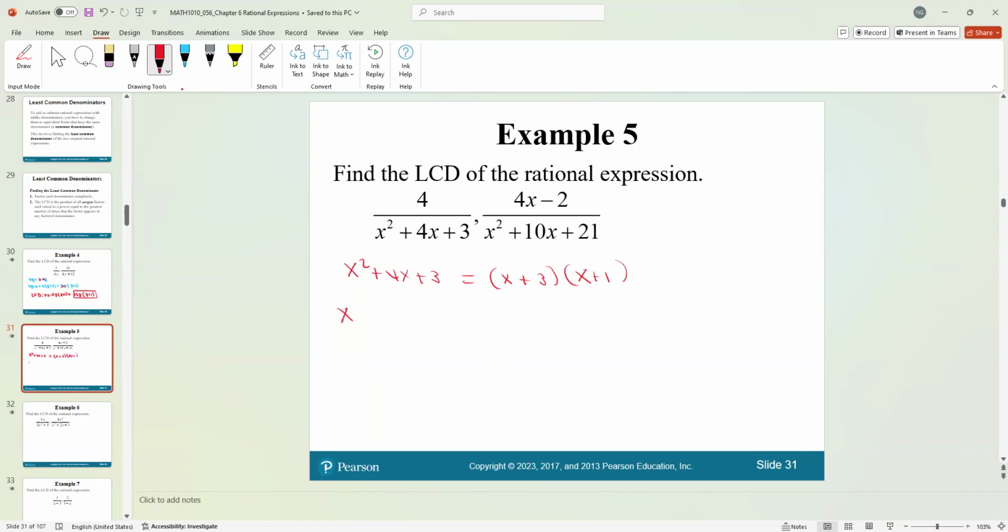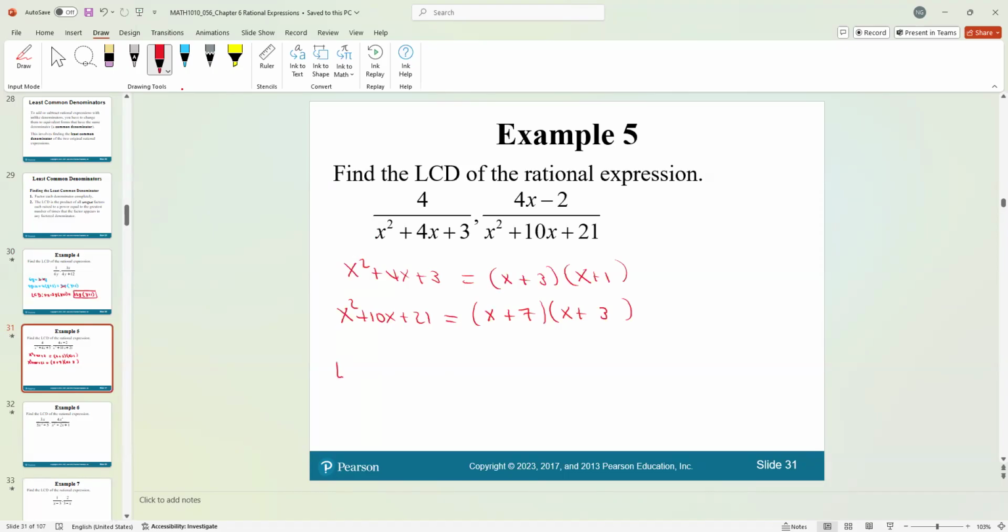If you do x squared plus 10x plus 21, when we factor, find two numbers that when you multiply give you positive 21, and when you add give you 10. What would be these two numbers? Yes, 7 and 3. 7 times 3 is 21, and 7 plus 3 is 10.